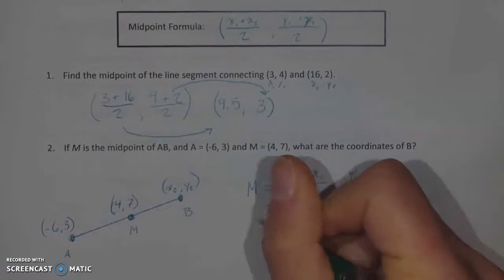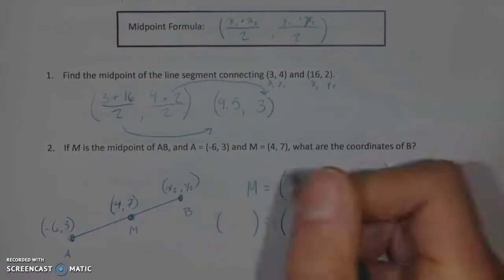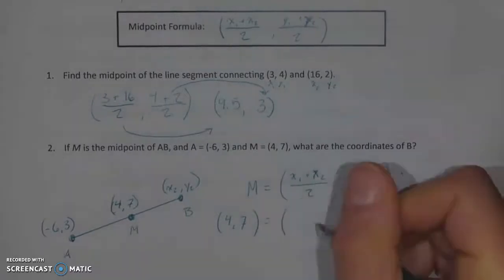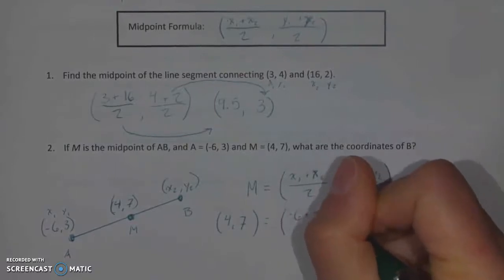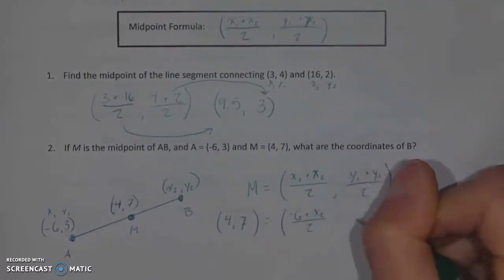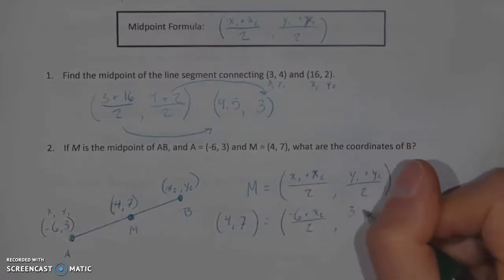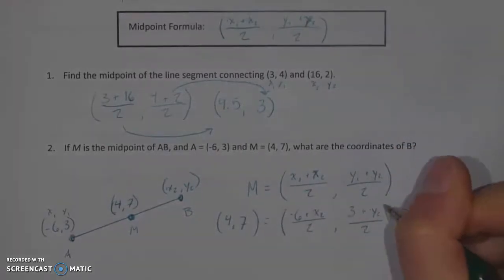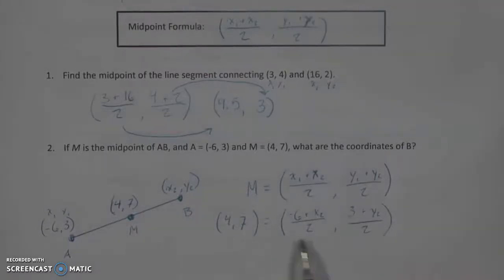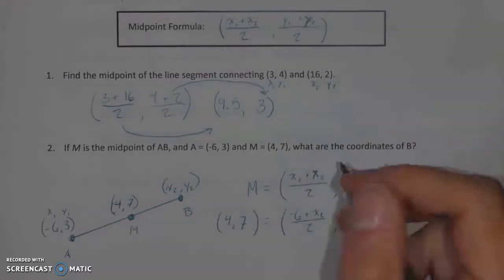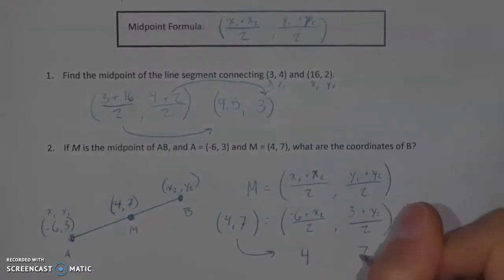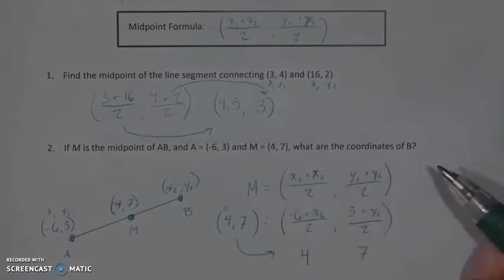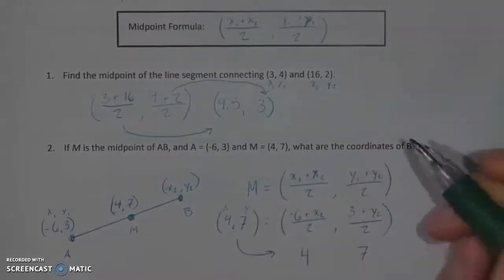Now, when I fill this in, I know what my midpoint is. It's 4, 7. And I know what my x1 and y1 are. They're negative 6 and 3 for y1. Now, when I'm solving this, you've got to keep in mind that we basically have those two equations. So a lot of times what I actually like to do is move my midpoint down below, so I end up with the 4 and the 7 next to what they match with. This is talking about the x's, this is talking about the y's.